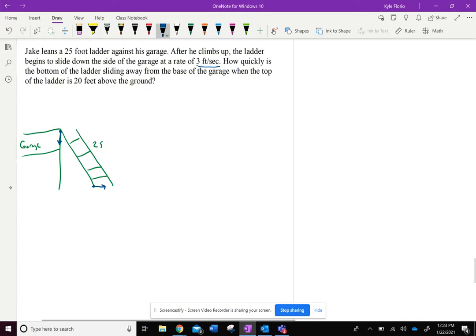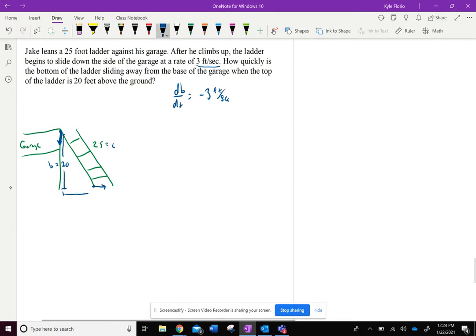So we'll say that the top of the ladder is 20 feet from the ground. We'll call that B. We'll call this C. So down here, the rate of change of B is this speed right here. So the rate of change of the ladder going down, the rate of change of B over time, is 3 feet per second. Now be careful here because the distance from the ground is getting smaller. So that means the height is decreasing. So it's going to be negative 3 feet per second.